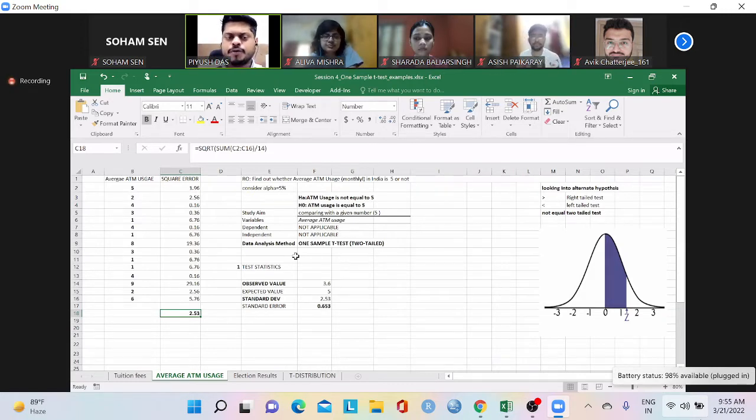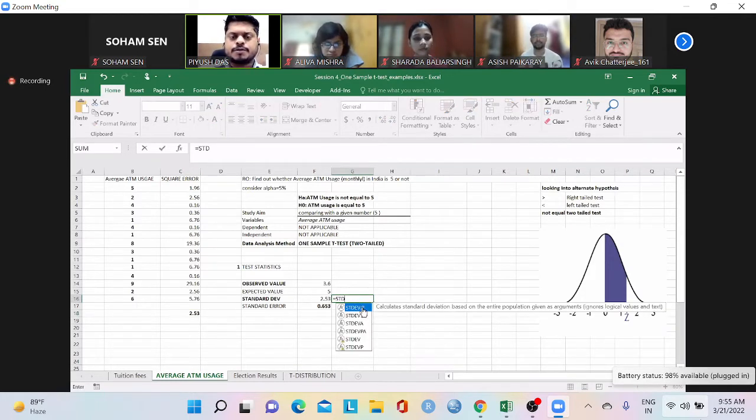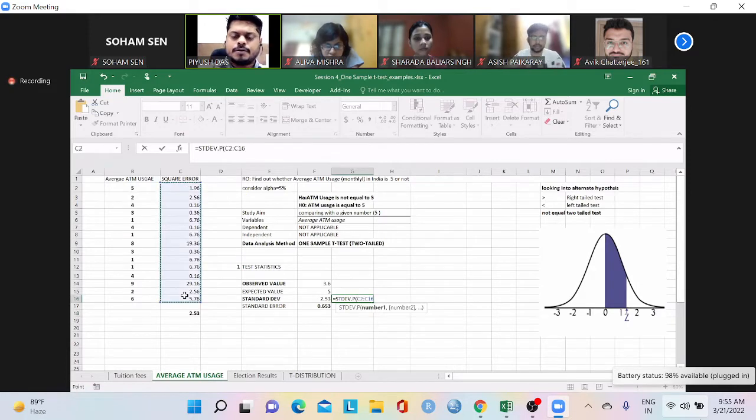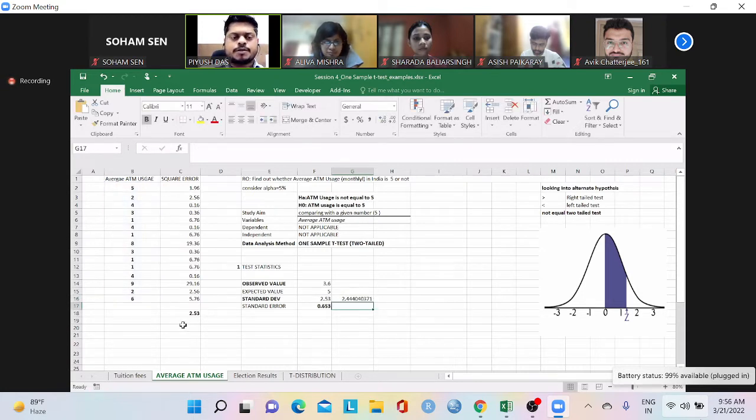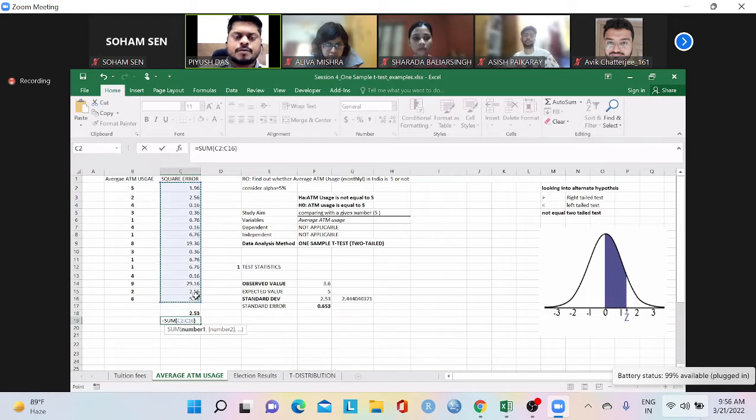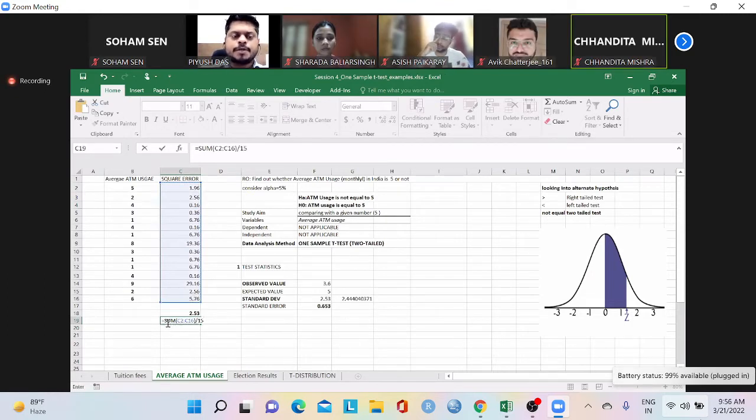Why is this formula coming 2.53, right? So if I just change the formula, if I just put standard deviation for population, my actual value is 2.444, right? Same thing I could also have got by dividing by 15 rather than 14, right?